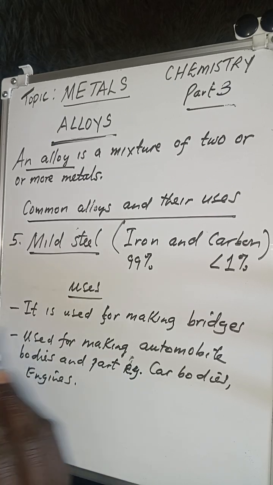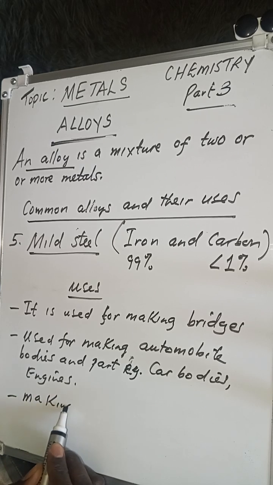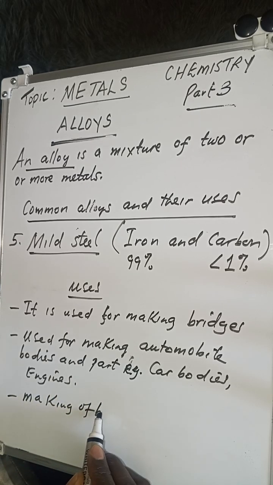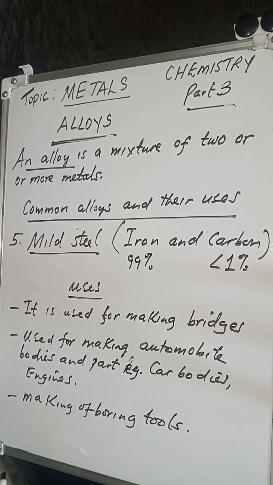Apart from that, you can use mild steel in making of boring tools. So you can use it for making tools that are used for boring, like those that are used by carpenters and the like. Mild steel is actually a very good one.